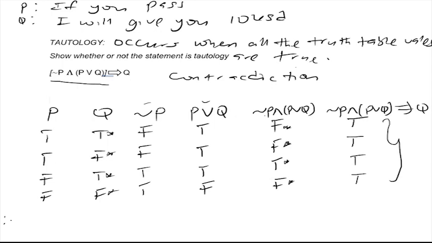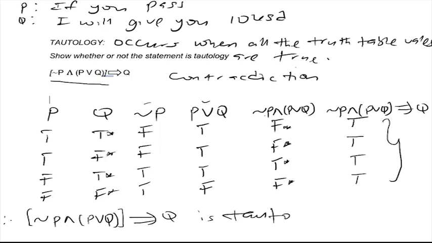Therefore, negation P cap P cup Q, this is actually in brackets, and implication Q. So therefore it is a tautology. So you can see how easy it is to interpret all of these questions when it comes to logical reasoning. It is not cramming, it is just understanding.